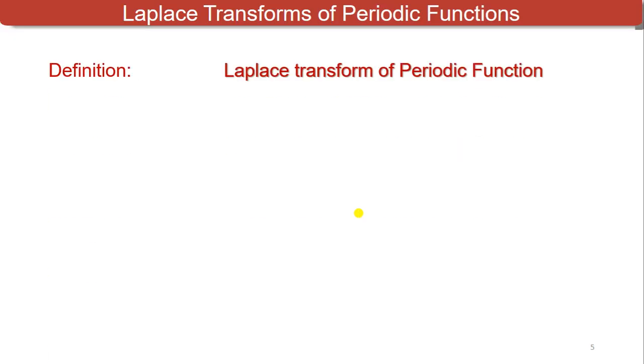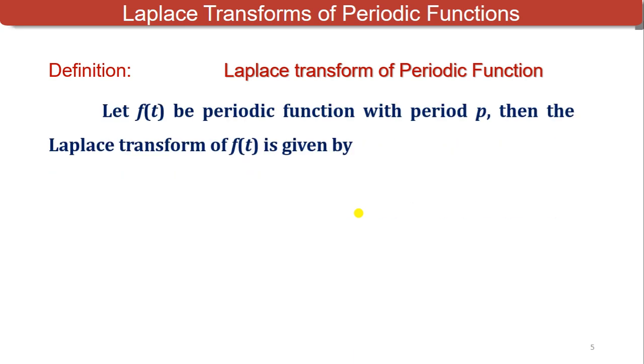Let us see the Laplace transform of periodic function. Let f of t be a periodic function with period p, then the Laplace transform of f of t is given by 1 by 1 minus e power minus ps, into the integral over the limit 0 to p of e power minus st into f of t dt. Here p is the time period of the function. Time period is nothing but the time taken to complete one cycle. And the integrand is the Laplace transform of the first cycle of the periodic function.